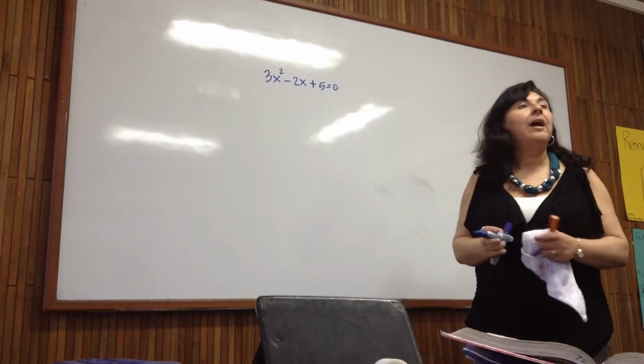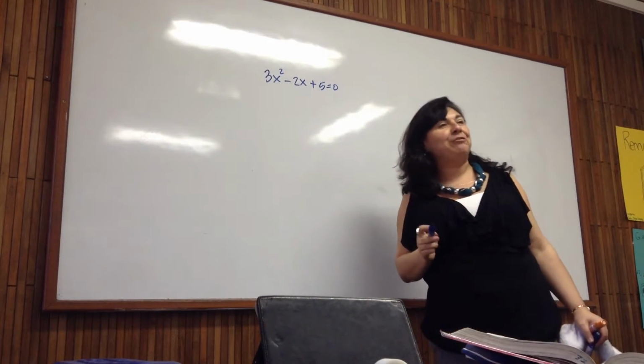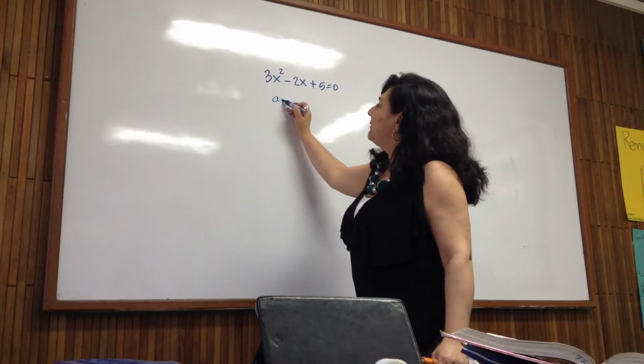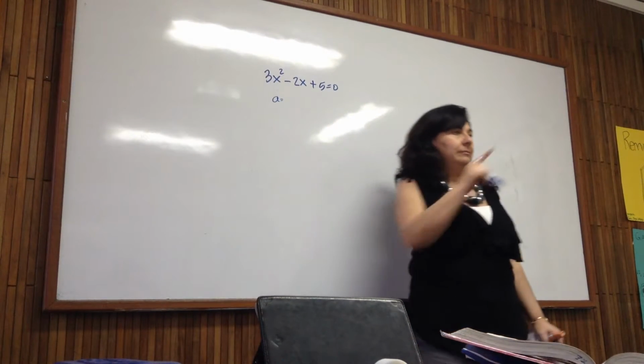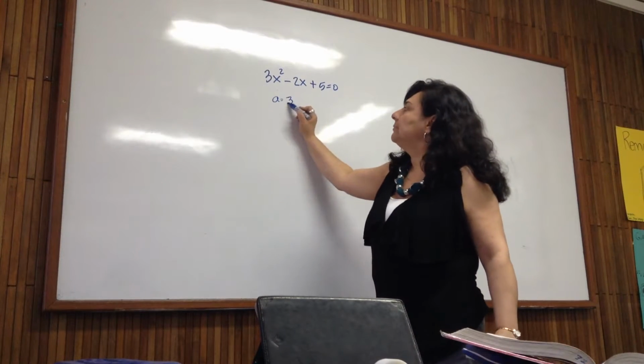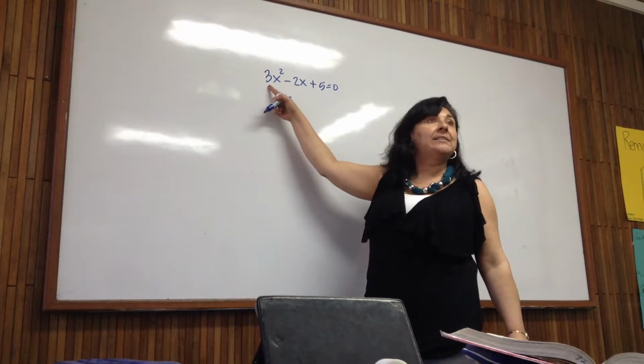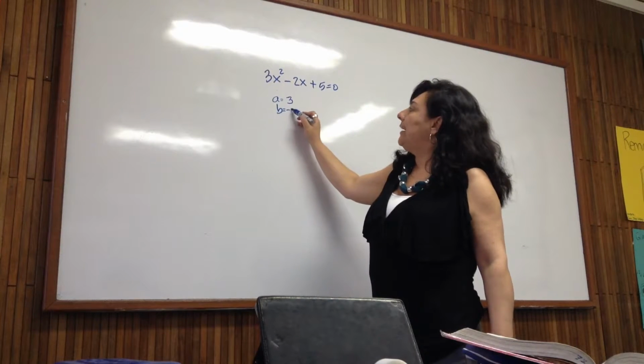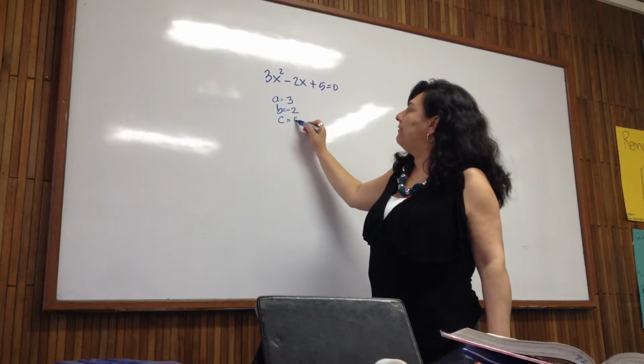What are A, B, and C? Thank you for the question. He asked the right question. What would A be? 3. Excellent. Why? Because it says A. B equals negative 2, C equals 5. Very good.